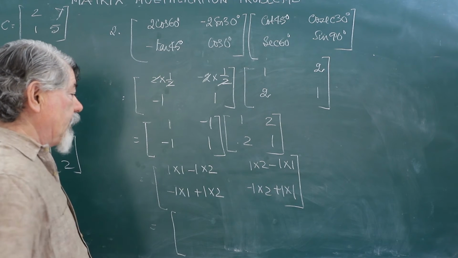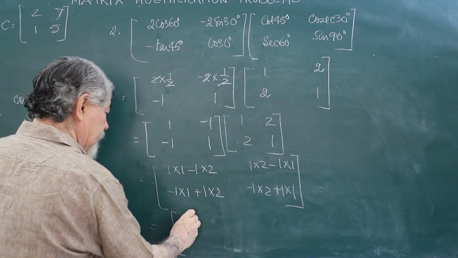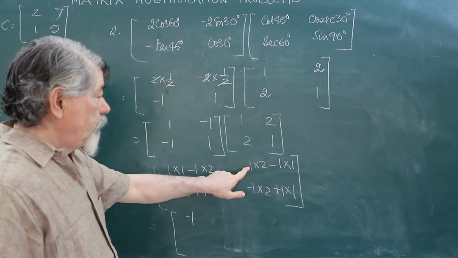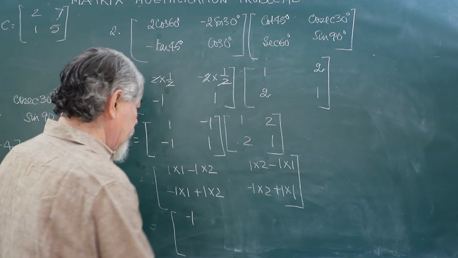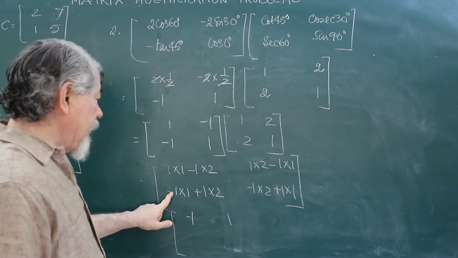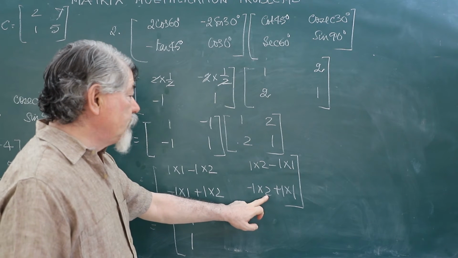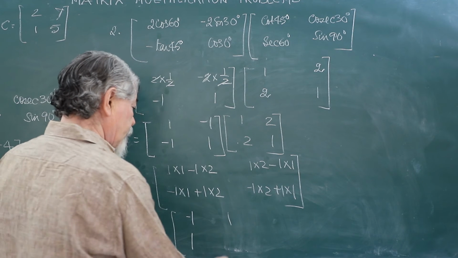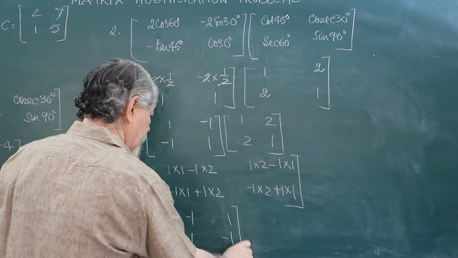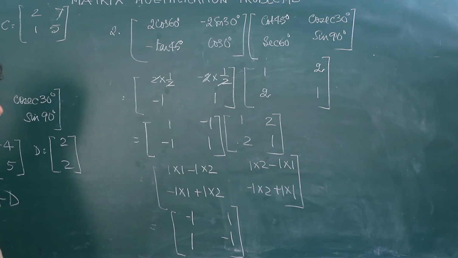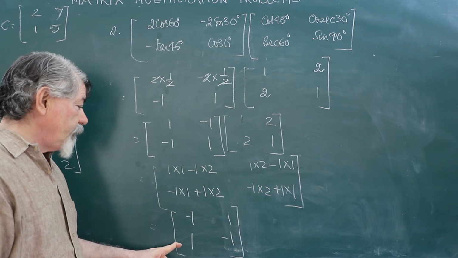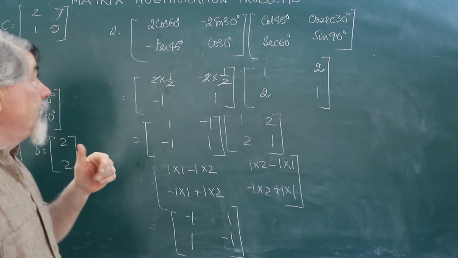1 into 1 is 1, 1 minus 2 is minus 1. 1 into 2 is 2, 2 minus 1 is 1. Minus 1 plus 2 is 1. Minus 1 into 2 is minus 2, minus 2 plus 1 is minus 1. So we get the matrix minus 1, 1, 1, minus 1.